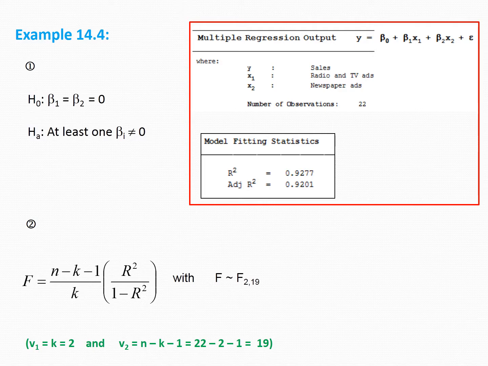So step 1, we write down our null hypothesis, which will state that our regression coefficient is equal to 0, and in the alternative we state that at least one of the regression coefficients is not equal to 0. Step 2, you write down the formula for your test statistic, and we indicate that F follows an F distribution with 2 and 19 degrees of freedom. Since our number of independent variables was 2, V1 will be 2 and V2 will be 22 minus 2 minus 1, which will give us 19.